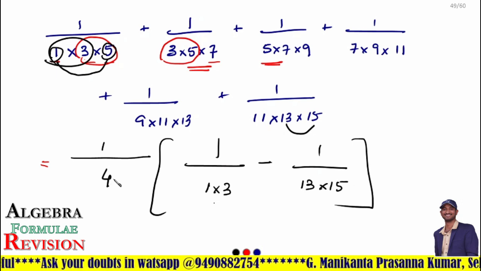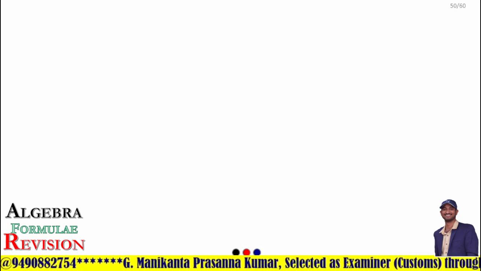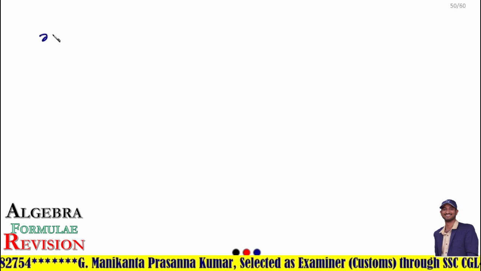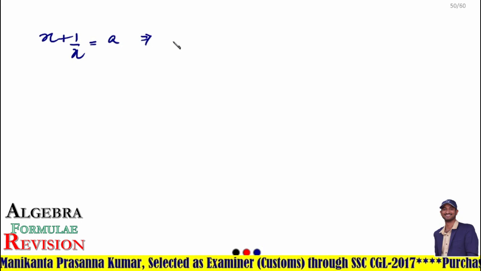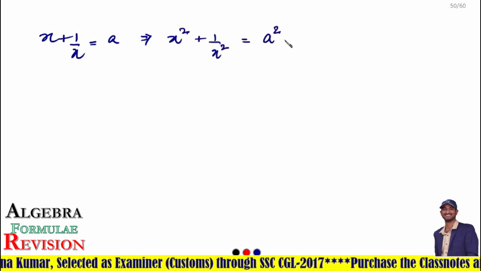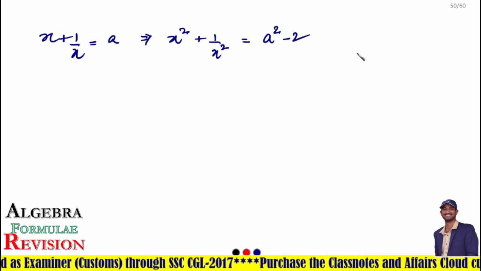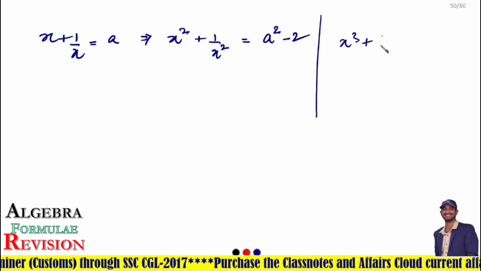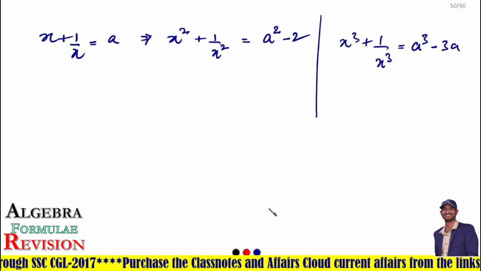Okay. Next thing is one of the most important and repeated models also coming in this model. What are those? Whenever x plus 1 by x is a, then some value is given, then x square plus 1 by x square is always equal to a square minus 2. And what is the value of x cube plus 1 by x cube? It is a cube minus 3a.